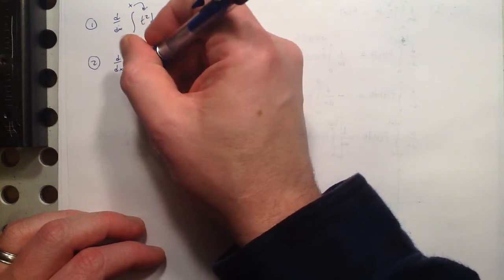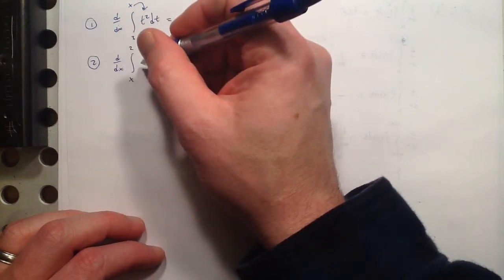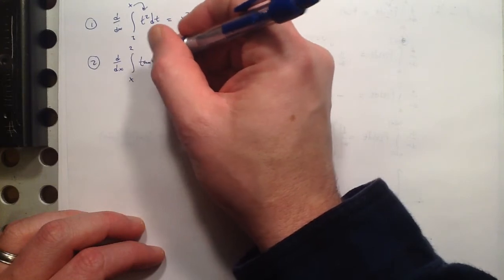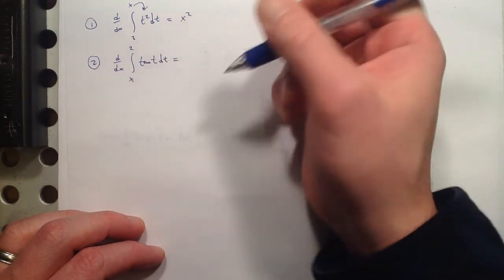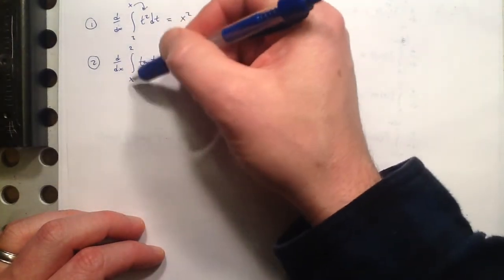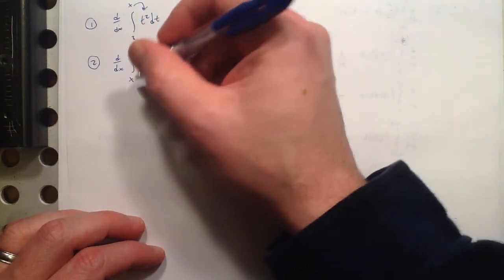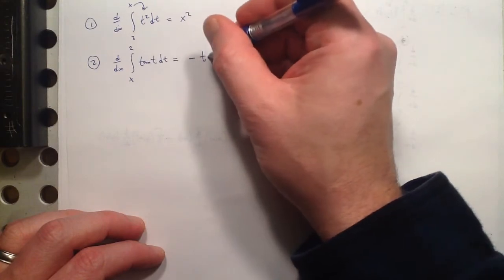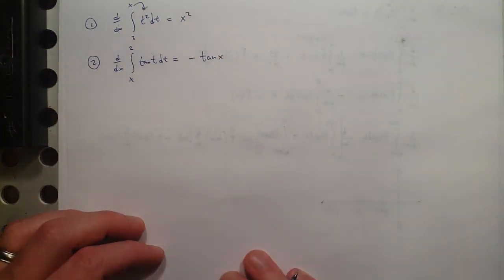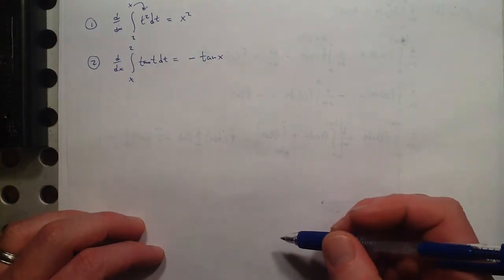Number 2, we have from x to 2 of tangent t dt. Now this looks just like this one, except it's the wrong way around, so that just means that we have to put a negative sign to switch those. That's going to be negative tangent of x. And again, that could have been any number.